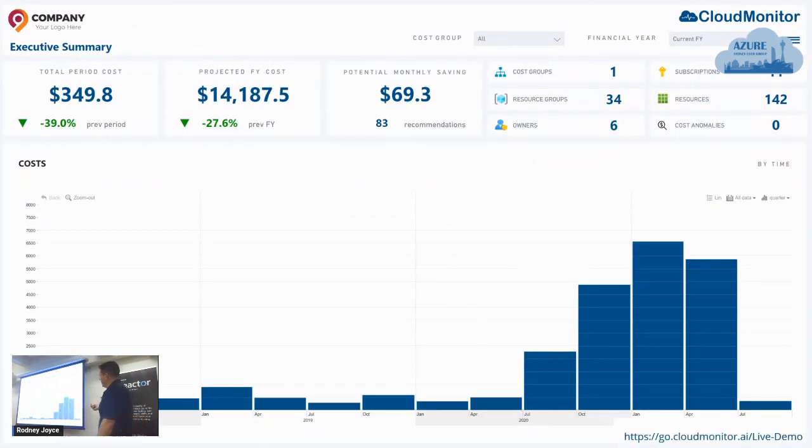This is the type of reporting that we do. It's all white labeled, and the key difference here is that you've got your cost group, which is your business unit. So seeing costs at your business unit level. There's a heap of reports.